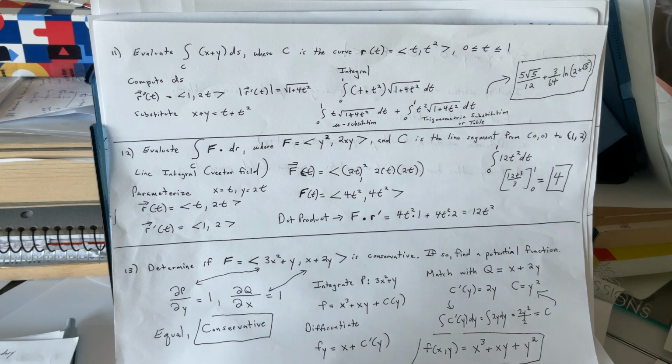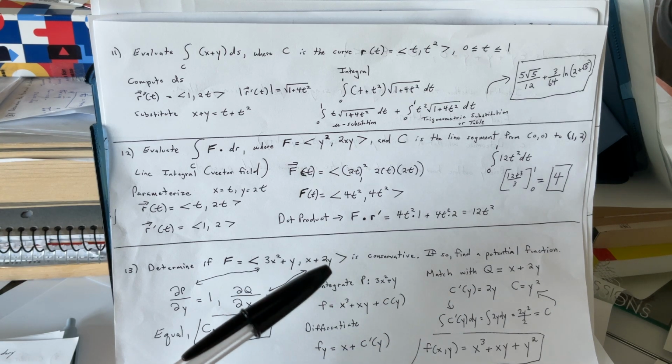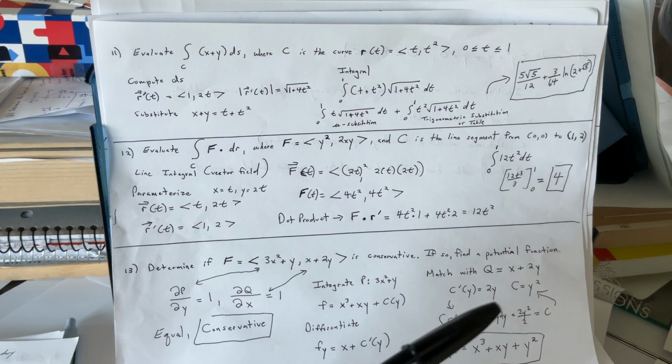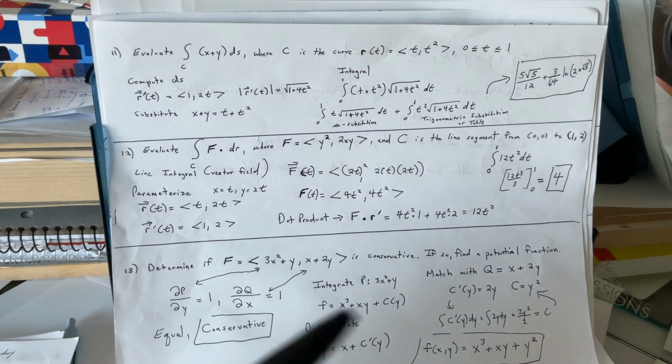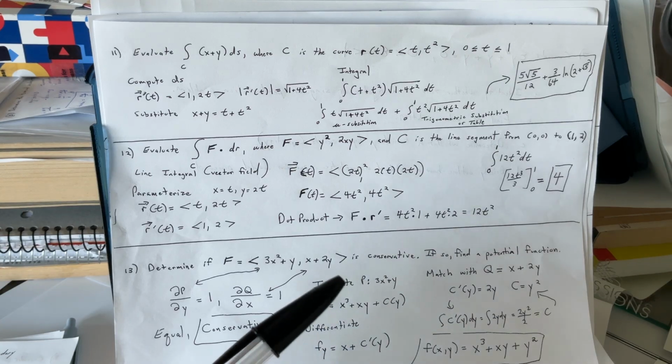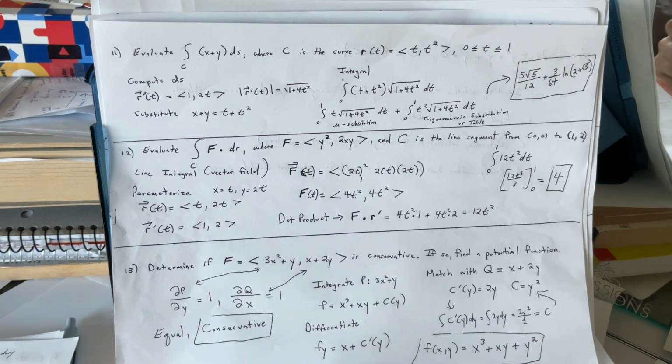After you integrate that, now we take the partial derivative with respect to y of this. The x cubed cancels out. We get 1 times x plus c prime of y. We match that with the Q component, x plus 2y. So c prime of y equals 2y. That means c has to equal y squared.